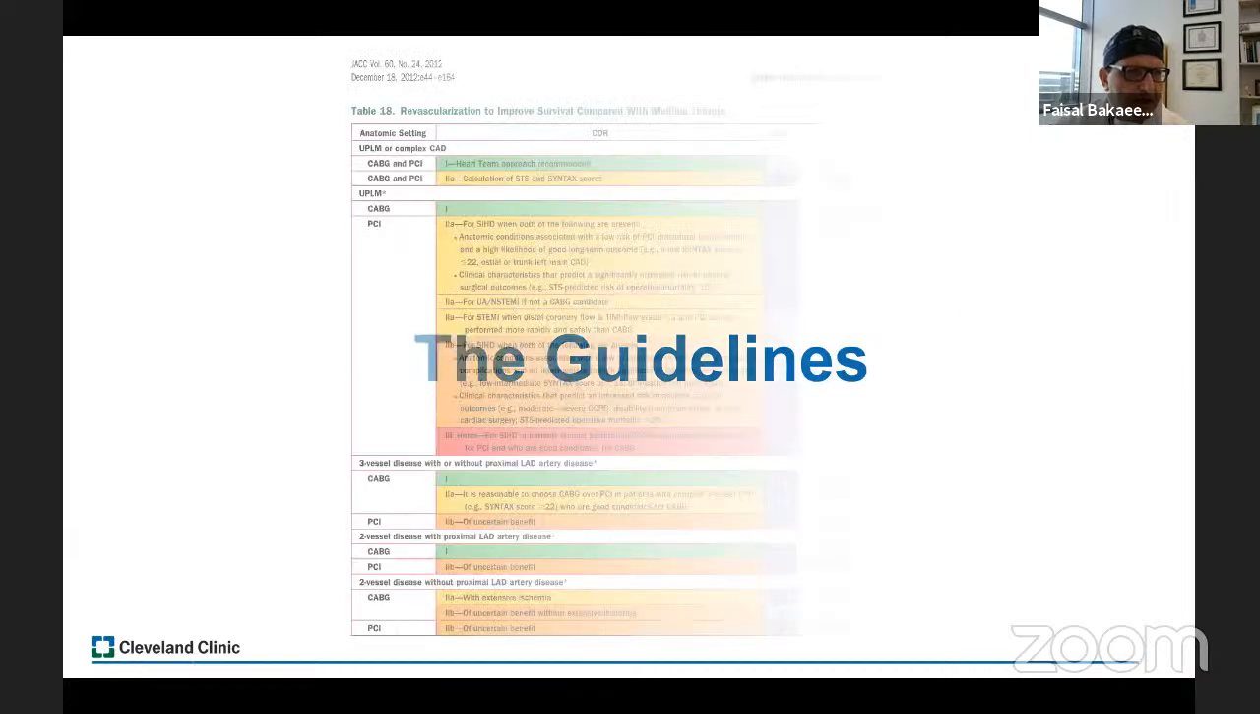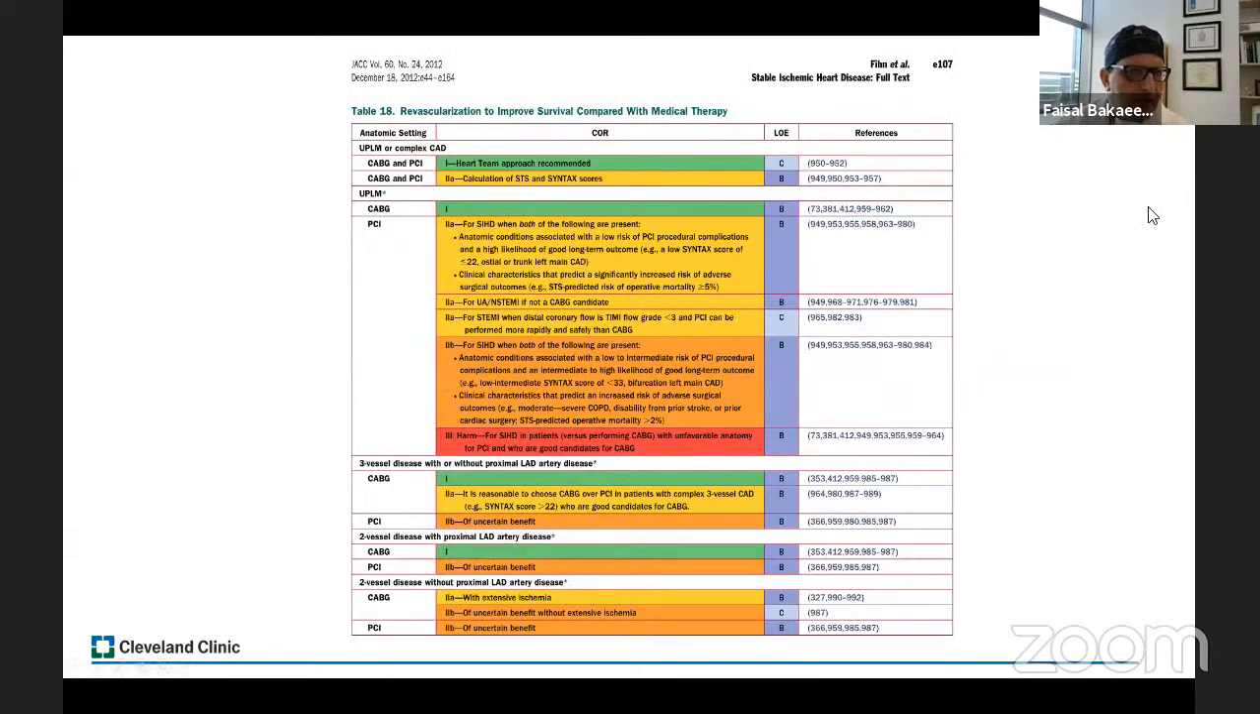What do the guidelines say? Well, the guidelines are being updated, but essentially the American ones give a class one indication for CABG in three vessel disease and left main, but do not give PCI class one. Class one is the highest level of recommendation. So this set of guidelines, I think, is very rational and based on solid evidence.